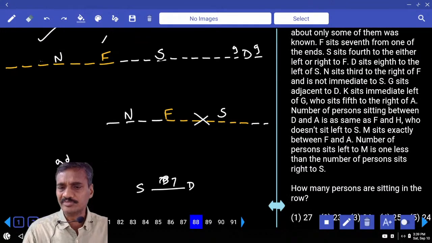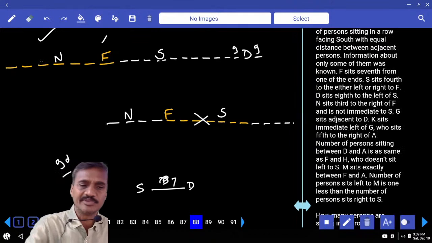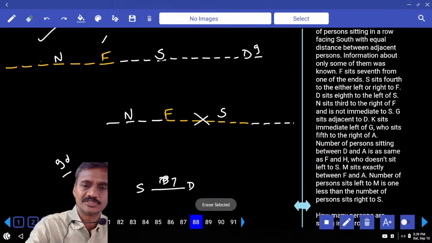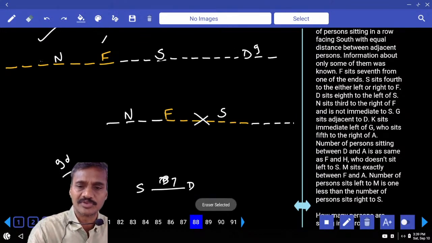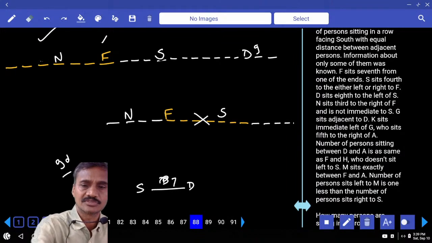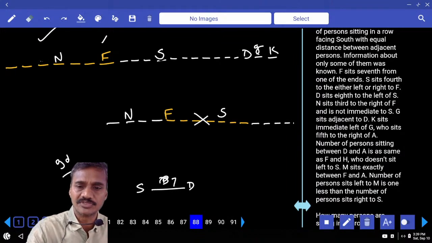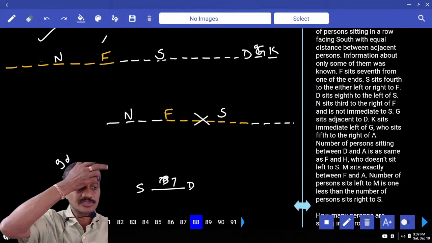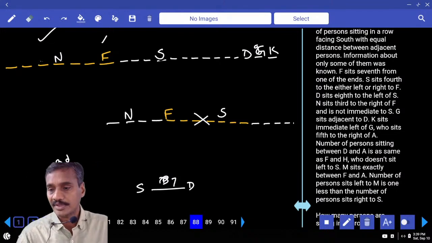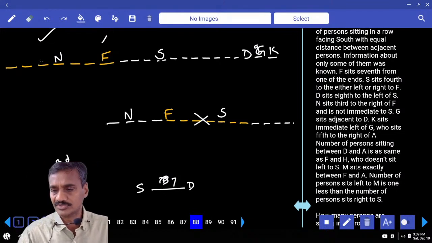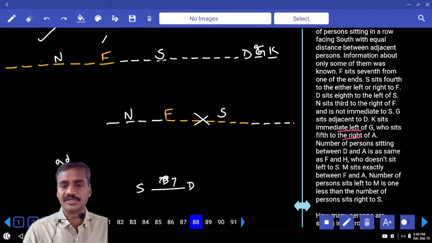And K sits to the immediate left of G. K is to the immediate left of G means we cannot have G at this place. And K is here. K is to the immediate left of G. E who sits to the right of A.